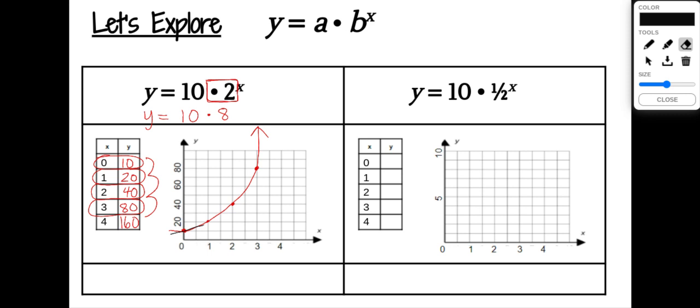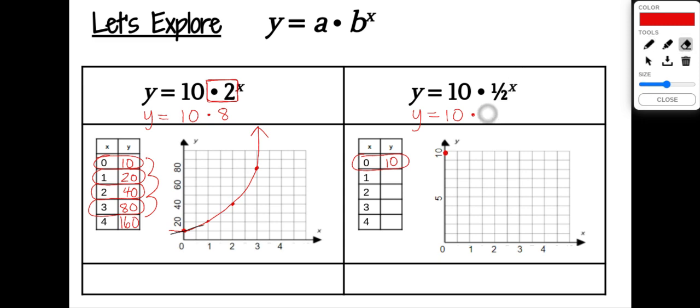All right, so now we're going to go over to the other function on the right here, and let's go ahead and graph this one and see what we notice. All right, so I'm going to start off by plugging in 0. And we're going to get y equals 10 times, and 1/2 to the 0 power is just 1. So again, we're going to see that we have the same y-intercept, (0, 10), all the way up here at 10, you guys. Way up there, we're going to make the point. I number this just a little bit differently. Okay, so that's the first one.